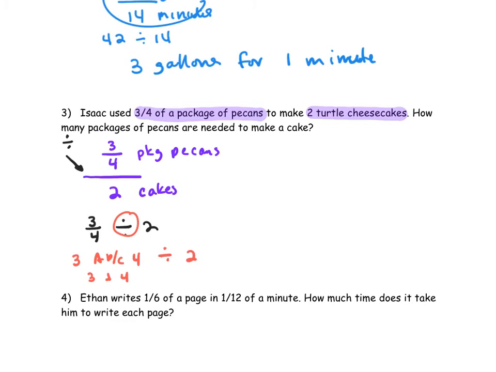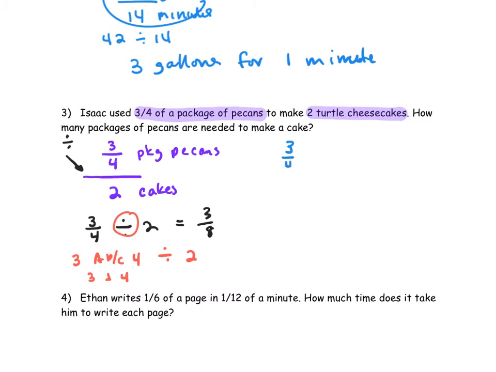And you should have on your calculator 3/8. So this equals 3/8. So what this means is it takes 3/8 of a package of pecans to make a cake. Now, if you did not have a calculator, here's what it would look like. Here's how you'd have to do this.